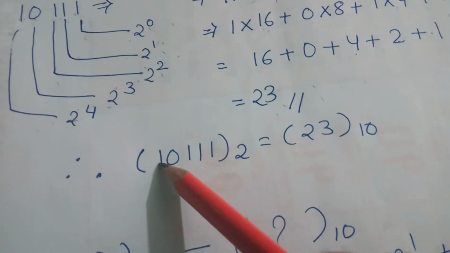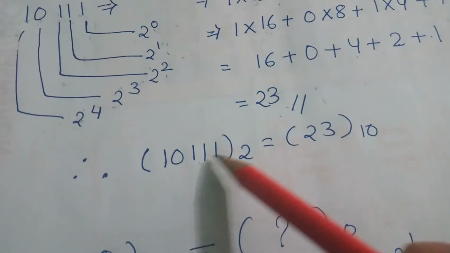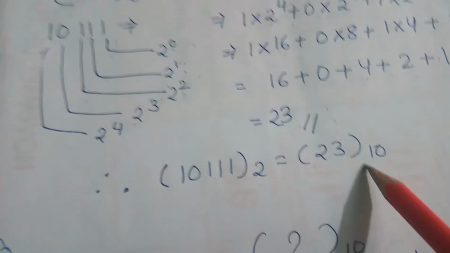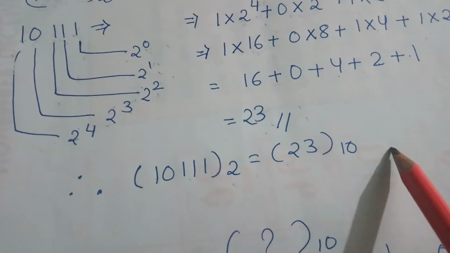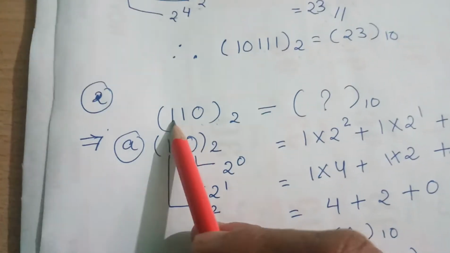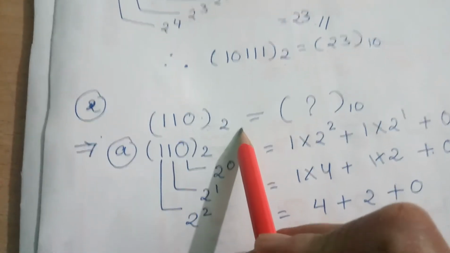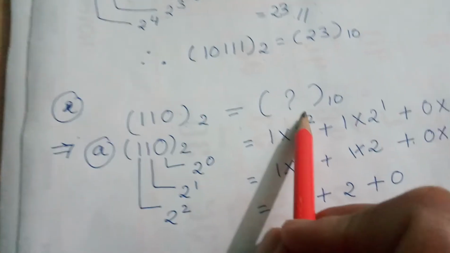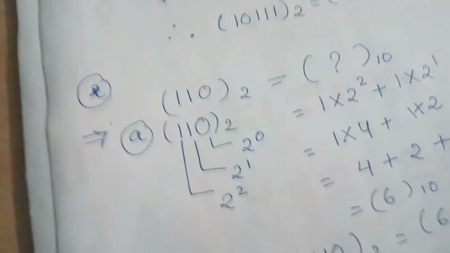And then we can write, therefore this binary number 10111 to the base 2 can be written as 23 to the base 10 in the decimal number system. So similarly, next, what was my next question? The next question I have given you is 110 to the base 2 in the homework. I asked you to convert this into a decimal number.